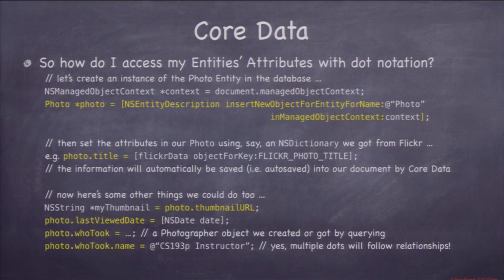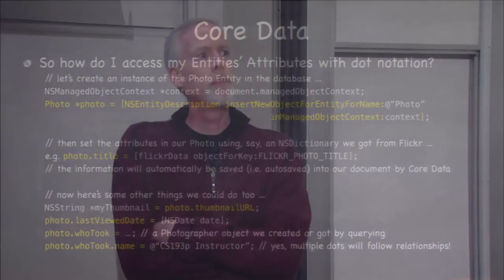Question: would this require that you set whoTook previously, or does it auto-create a photographer? Right, so the question is, if photo.whoTook was nil, would it automatically create a photographer in the database so that it can set .name? And the answer is no. This is normal properties. If photo.whoTook is nil, then the set name will just be sent to nil.